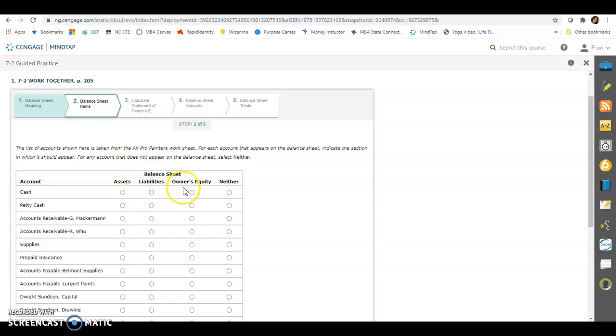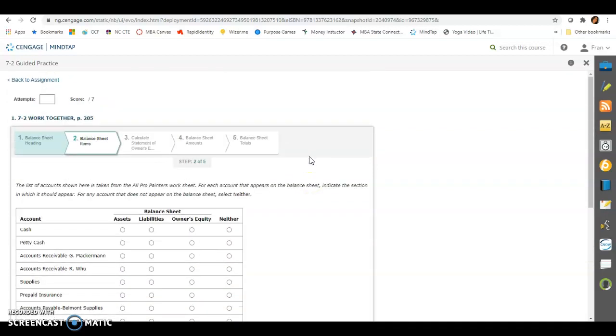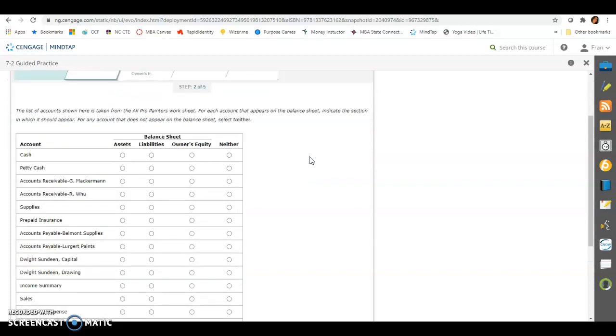Is it asset, liability, or owner's equity? Because those are the three things that go in a balance sheet. Remember, income statement, there's just two things, your income and your expenses. In the balance sheet, we have assets, liabilities, owner's equity, or neither if it doesn't go on the balance sheet at all. So let's go through here and see what goes where.